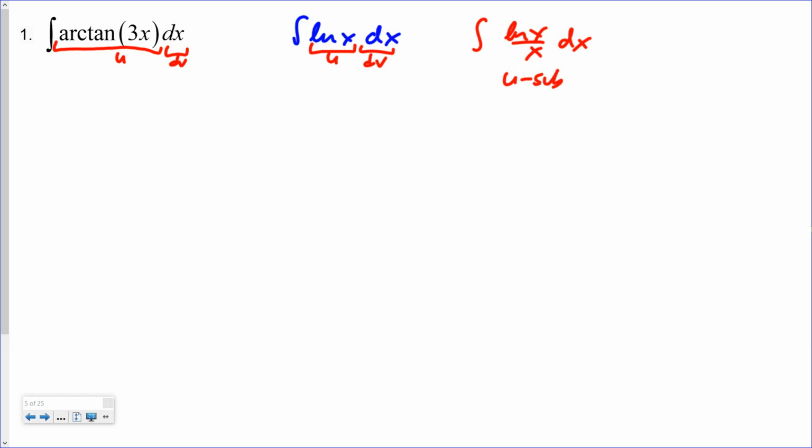And that's because if you make u equal to ln of x, the derivative of ln of x is 1 over x. And so there really is a 1 over x here that's going to cancel out. So therefore, this over here is a u sub. But if you have this ln of x without the divide by x, it is an integration by parts problem. Let's go back and look at this arctan.